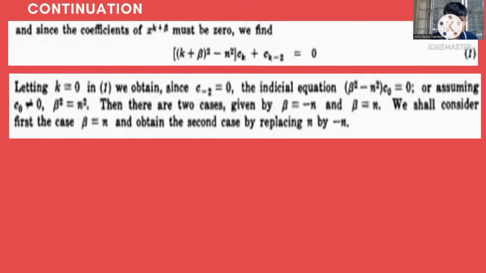We obtain, since c sub minus 2 is equals to 0, the initial equation (beta squared minus n squared) c sub 0 is equals to 0, or assuming that c sub 0 is not equal to 0, then beta squared is equals to n squared. Then there are two cases given by beta is equals to negative n and beta is equals to n. We shall consider the first case, beta is equal to n, and obtain the second case by replacing n by negative n.